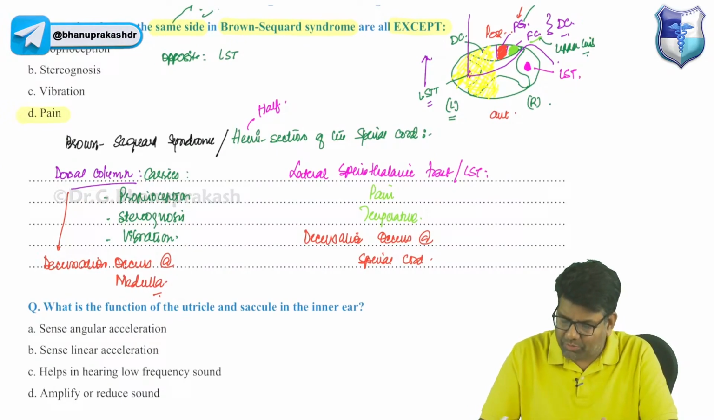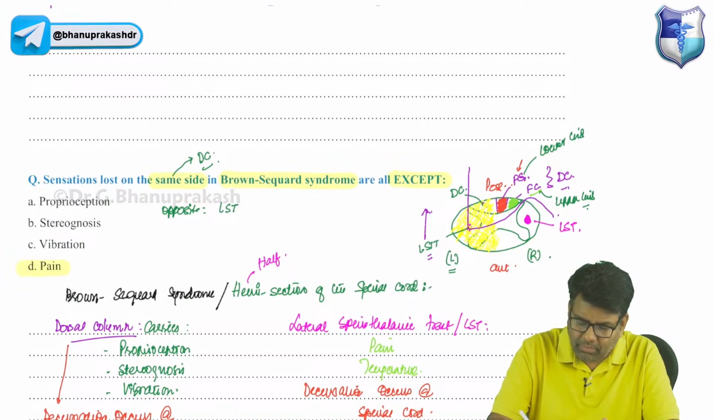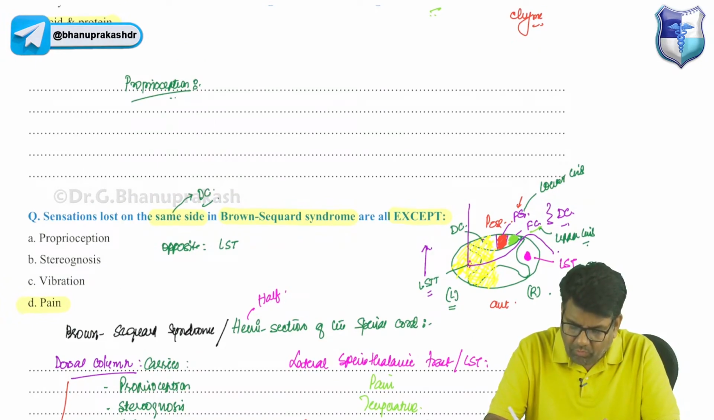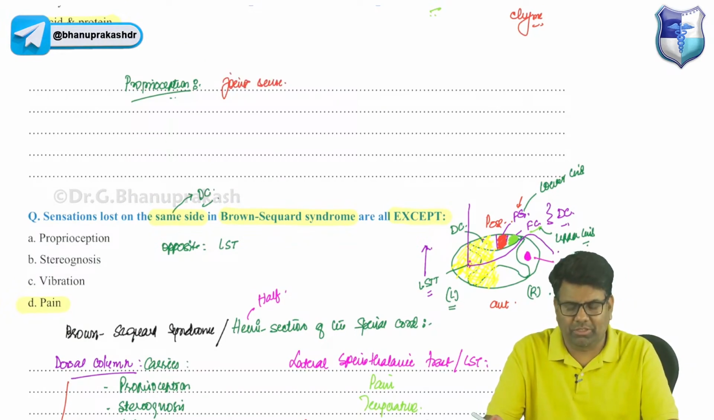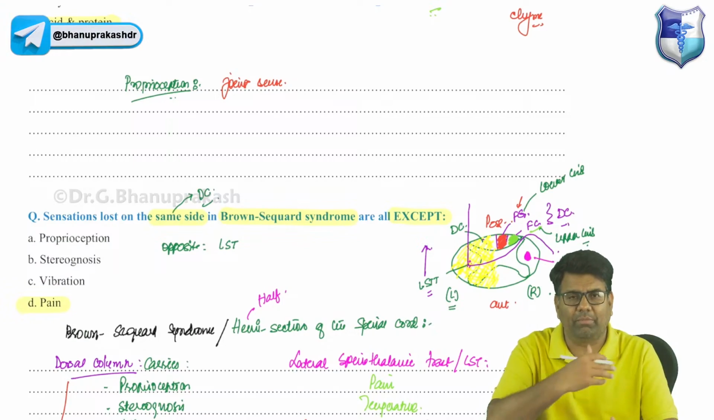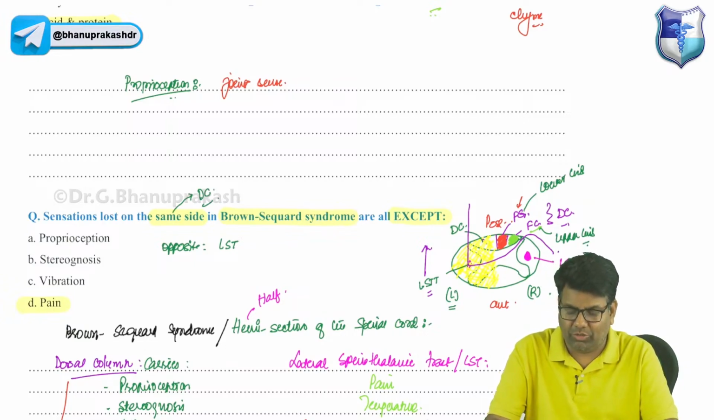Now, what is proprioception? Any idea what is proprioception? This is joint, yes, joint position sense. Suppose we close our eyes and someone manipulates our joint, we can identify what position has been given to our joint. So that is joint sense.